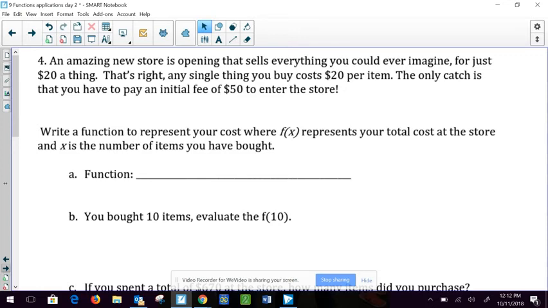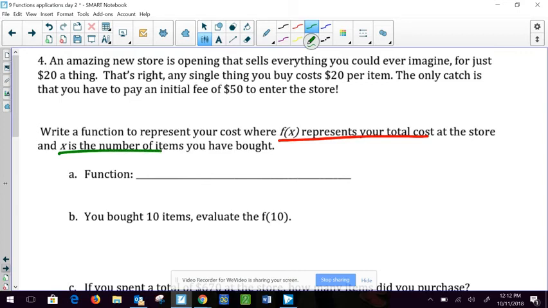So it wants us to write a function that represents the cost, and it tells us that f of x is my total cost, and x is the number of items that I have bought. So again, you're always going to start with the total of whatever it is. So f of x is equal to, okay, so as soon as you walk in that store, what do you have to pay? You guessed it, you have to pay $50. So there's my 50. What else do I have to pay for?